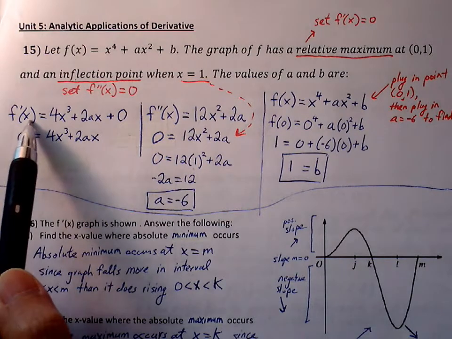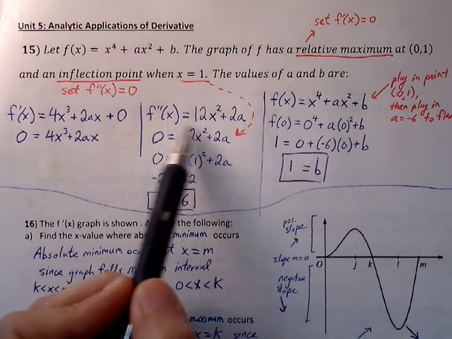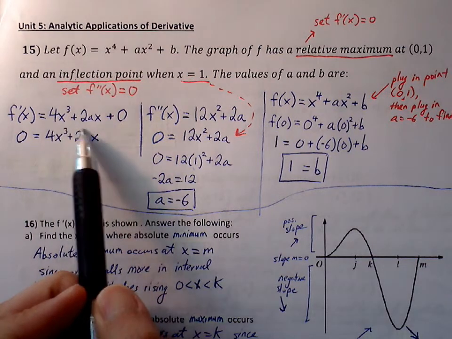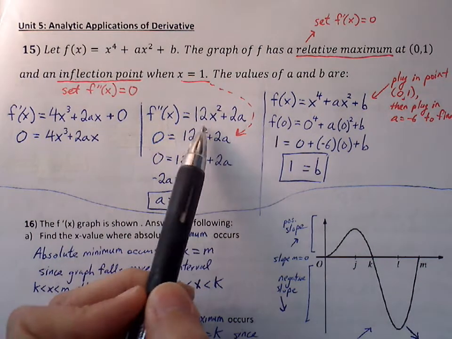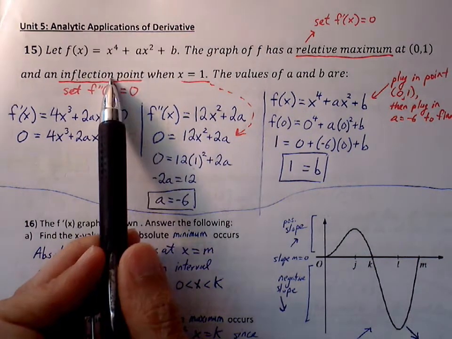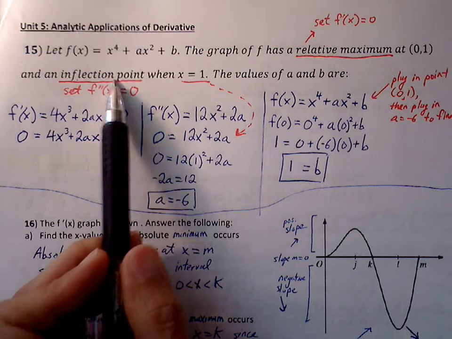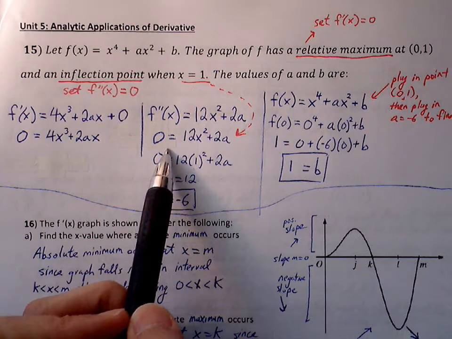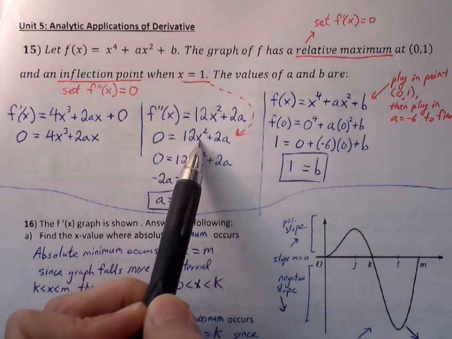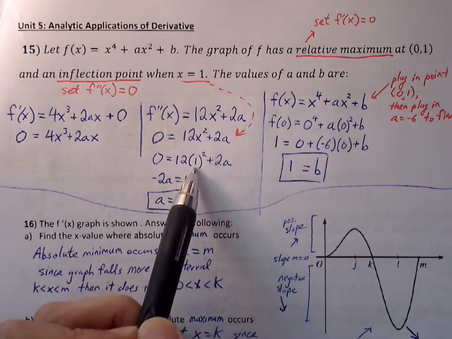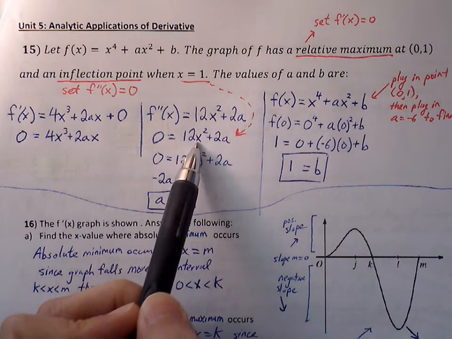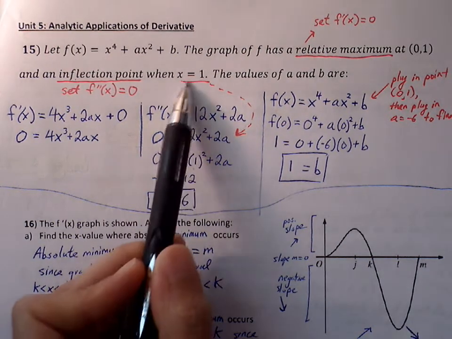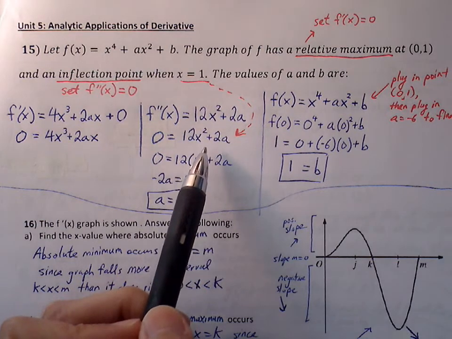Let's go ahead and find the second derivative, so f double prime. That gives us 4x cubed becomes 12x squared, 2ax becomes 2a. We're going to set f double prime equal to 0 because we know there's an inflection point when x equals 1. Replace x with 1. Now we're able to solve for a little bit. This equation is more helpful in terms of solving for a. So let's replace x with 1.